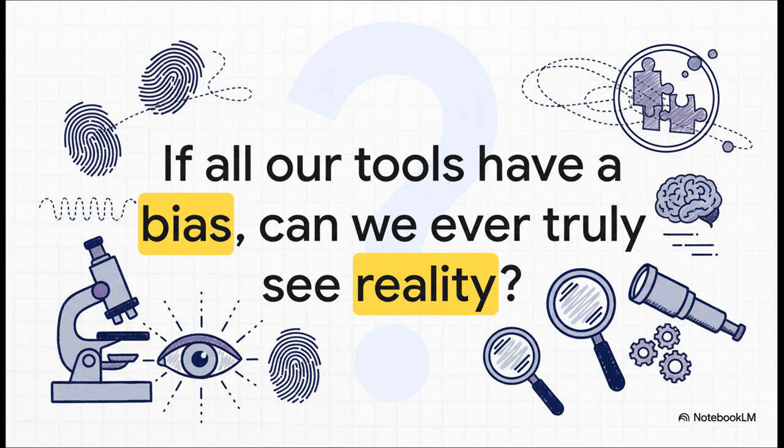And this brings us to one last really fascinating question. We've learned that every image we see is really a combination of the thing being observed and the tool doing the observing. Every tool has its own fingerprint, its own bias. So that leaves us with this thought. If all of our instruments, from our own eyes to our most powerful microscopes, are shaping what we see, can we ever truly perceive unfiltered reality?